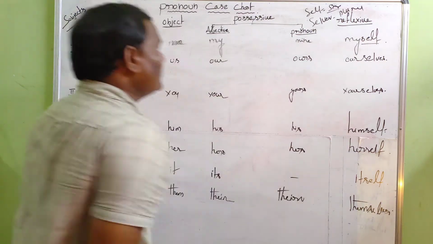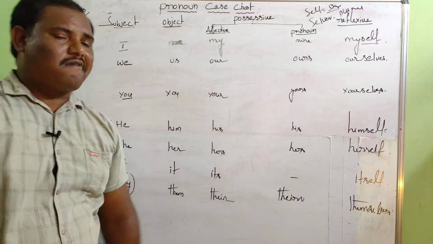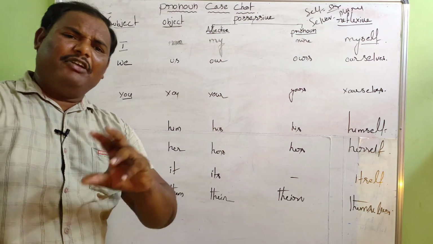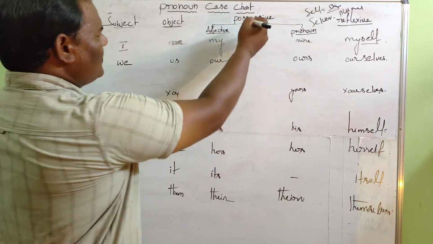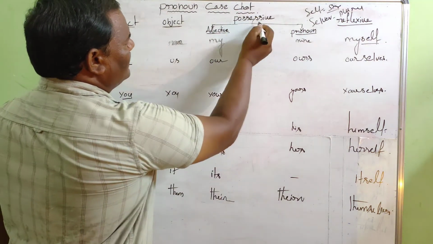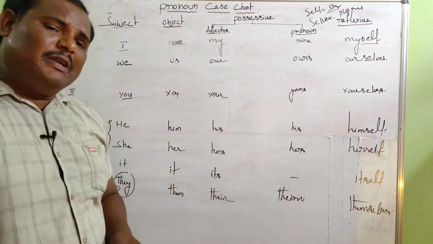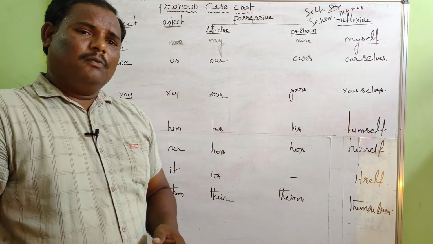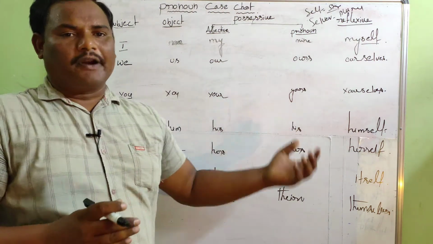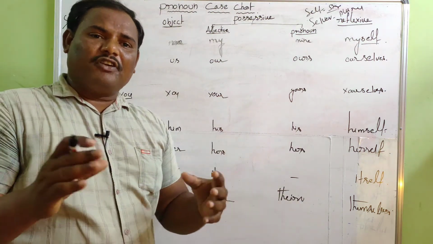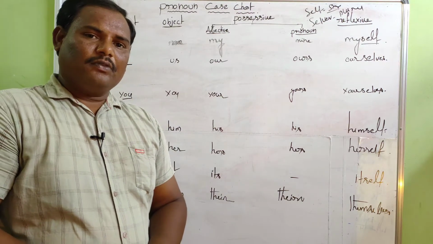So this is the pronoun case chart. Dear friends, you may have a doubt in your mind, what is a possessive adjective and possessive pronoun? Now we are going to understand the difference between possessive adjective and possessive pronoun. We are going to see the difference in the way they are used.